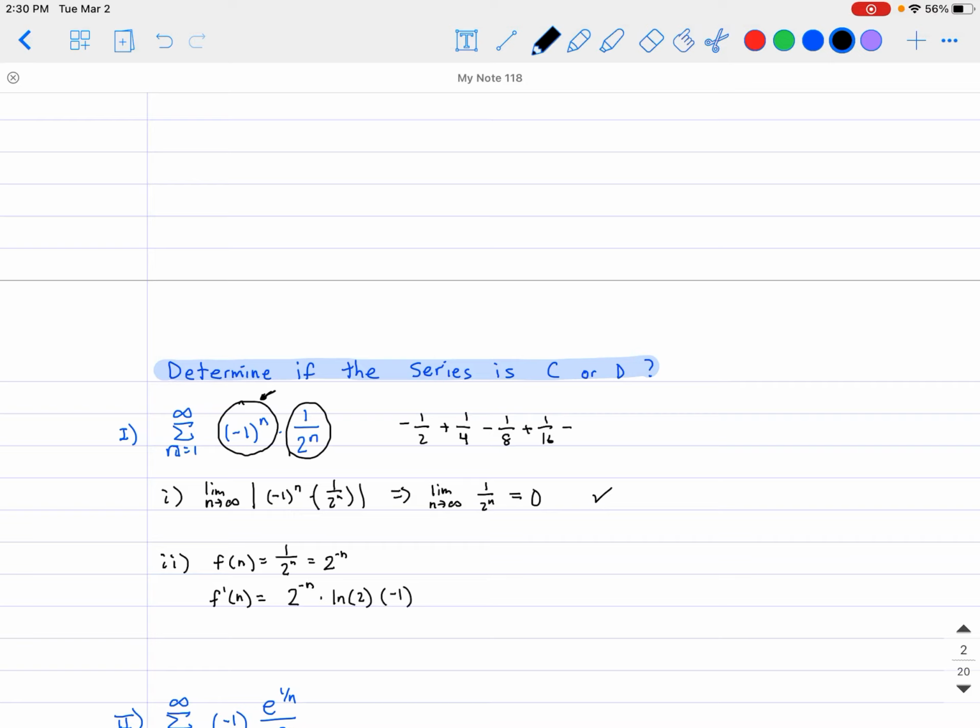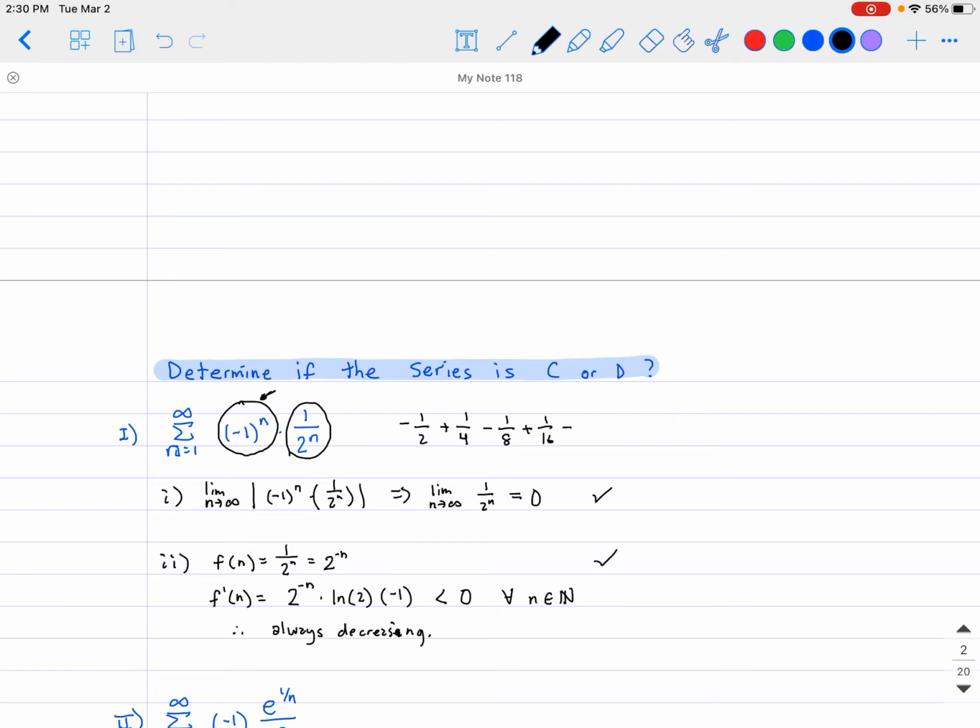Okay, so that is going to be my derivative. And this guy right here is definitely going to be less than 0 for all n that are integers, natural numbers in this case. So therefore, it's always decreasing. All right, so there you go.